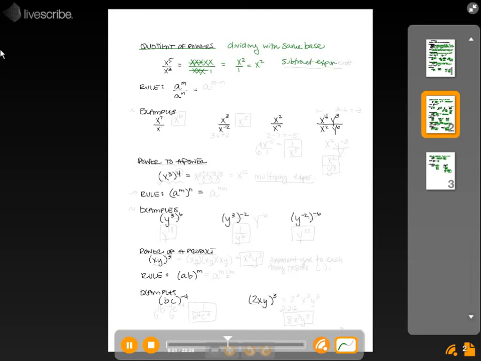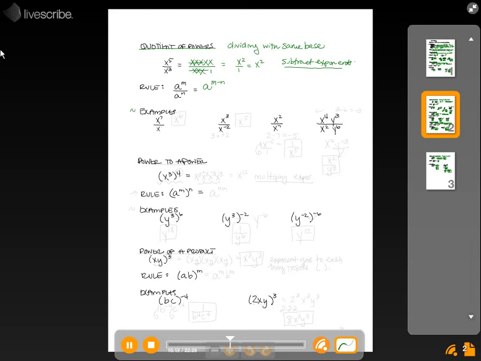5 minus 3 was 2. Okay? So that's our rule. We're going to subtract the exponents for this. So if we've got a to the m over a to the n, it's going to become a to the m minus n power. We subtract them.